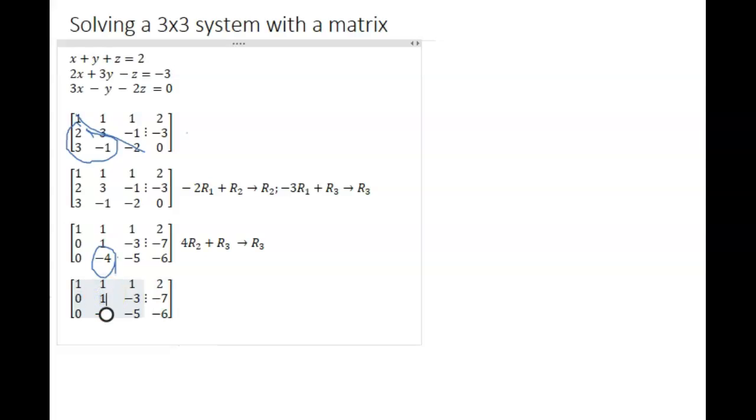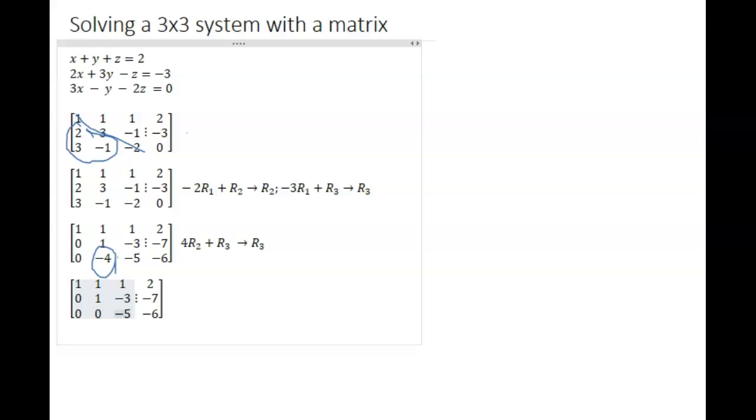So 4 times row 2. Well, technically we're starting over here in column 1. 4 times 0 is 0, plus the 0 in row 3, and I still have 0. Thank goodness, because I want that to be a 0. Now here we go. 4 times 1 is 4, plus the negative 4 in row 3, that's 0. And again, we planned it that way. We knew that was going to turn out like that. We have to finish out the row, though. 4 times negative 3 is negative 12, plus negative 5 is negative 17.